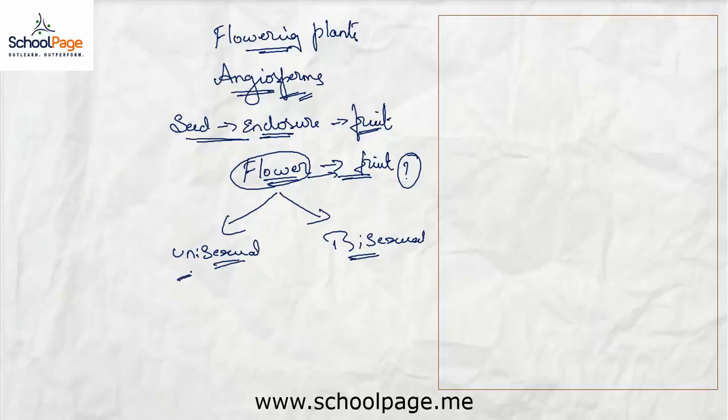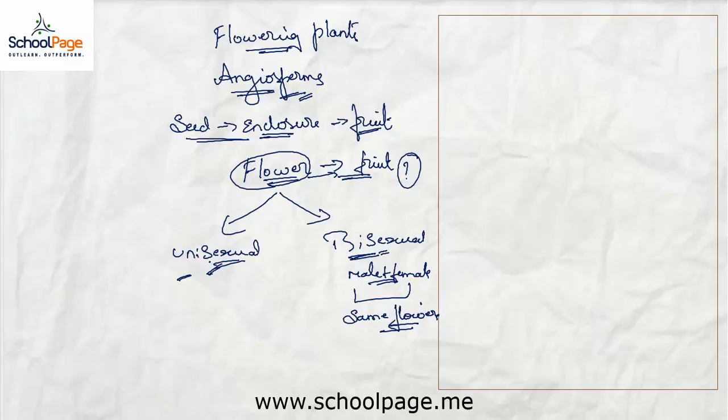Unisexual flowers are those in which male and female flowers are separate, whereas a bisexual flower is one which has male and female reproductive parts within the same flower. So such flowers are called bisexual flowers. If the male and the female flowers are separate, we call them unisexual flowers.